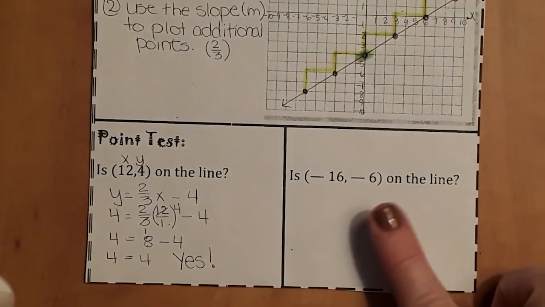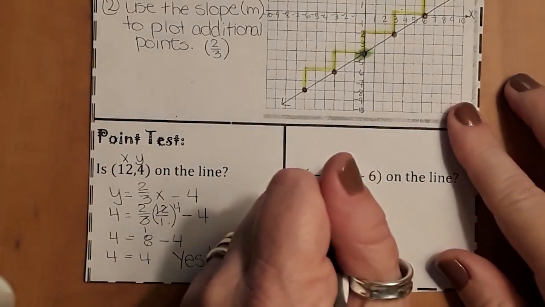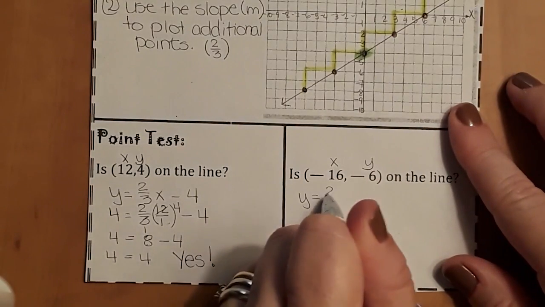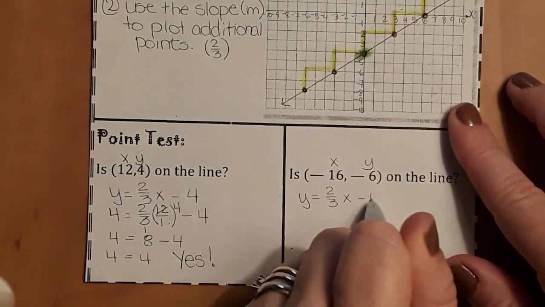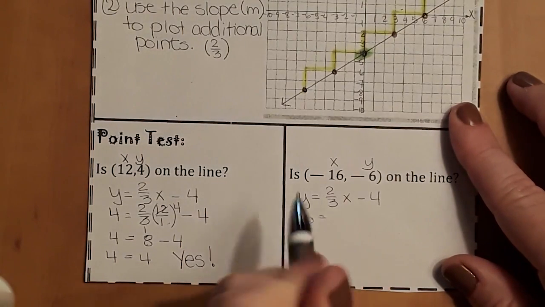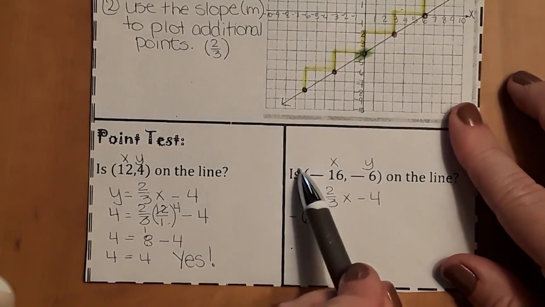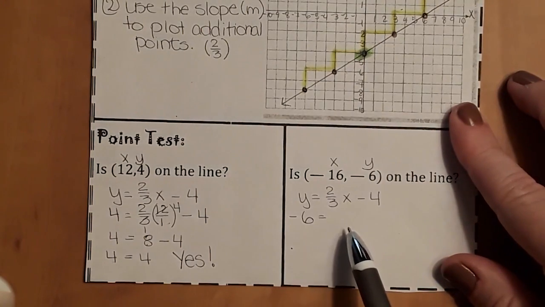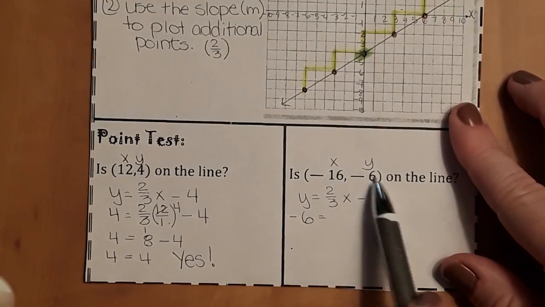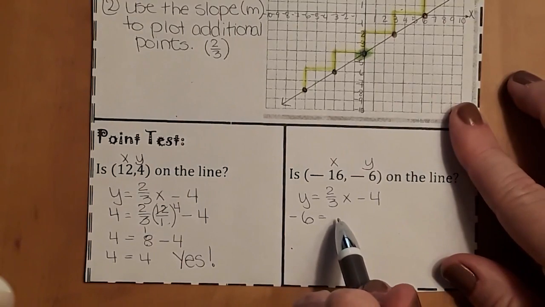All right, let's try the same thing with negative 16, negative 6. Again, label your x and y. Y equals 2/3 x minus 4 is our equation. Our y is negative 6. So I want the right side to ultimately come out to negative 6 to see if these points come out to equal each other in this equation. If they don't, then those points do not belong to the linear equation 2/3 x minus 4.